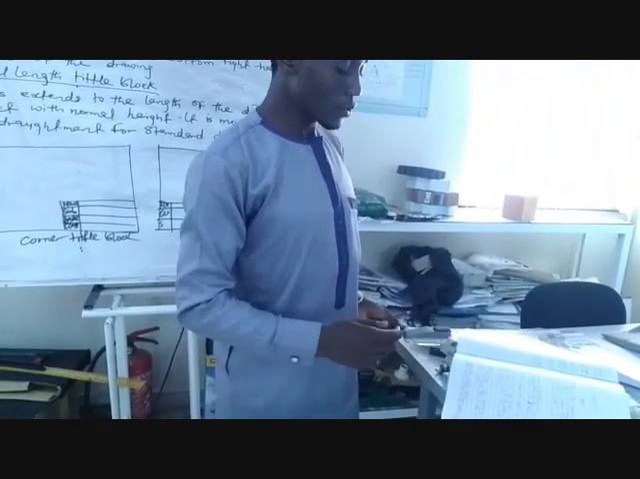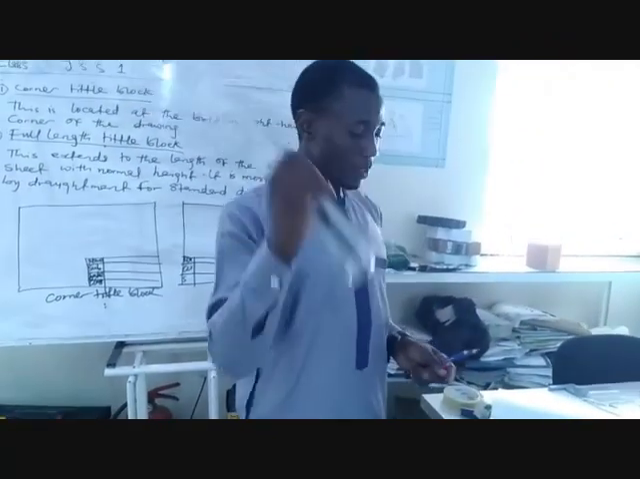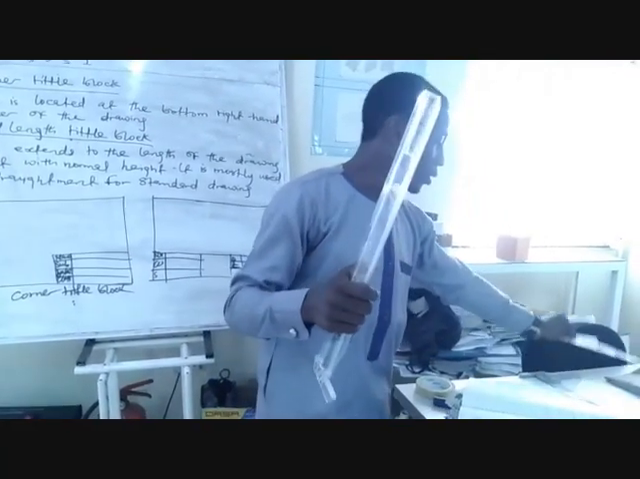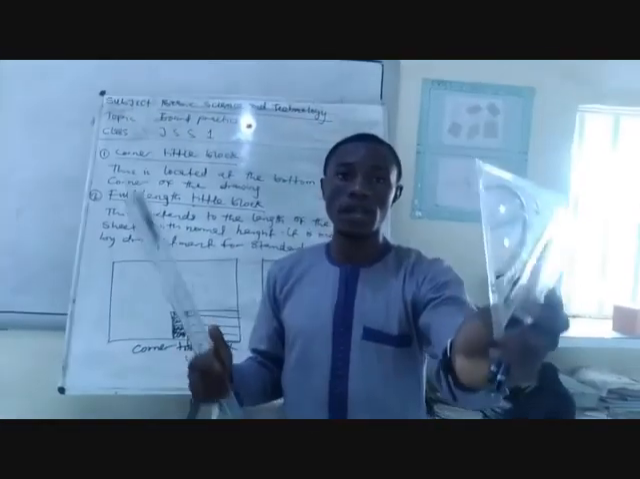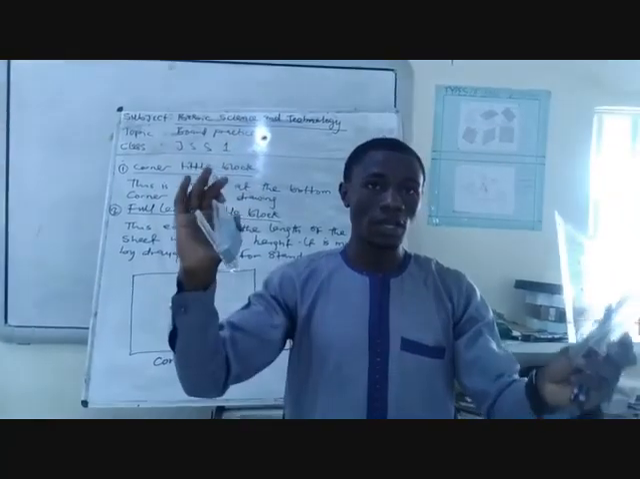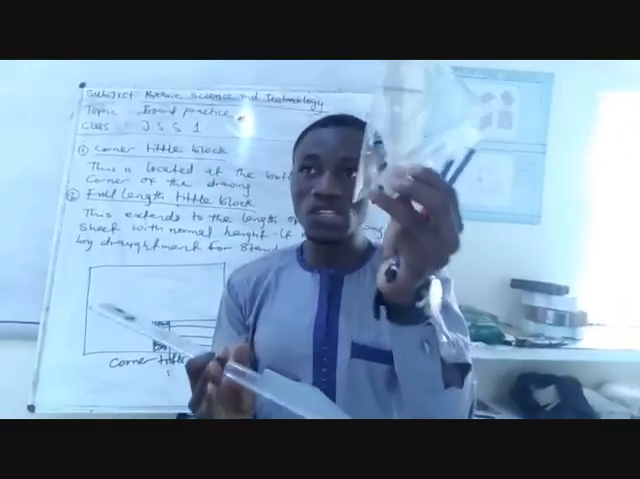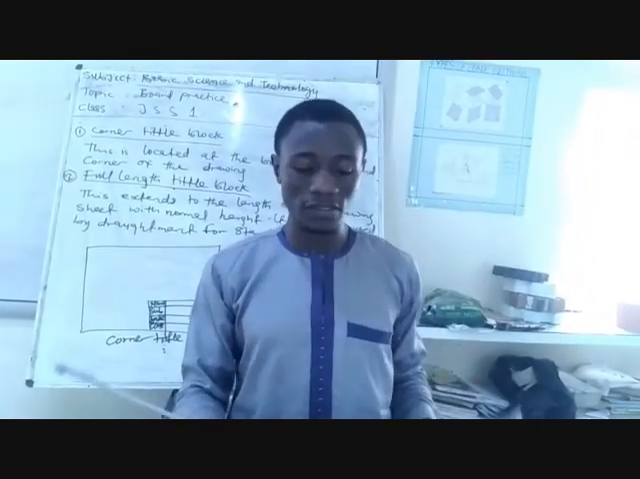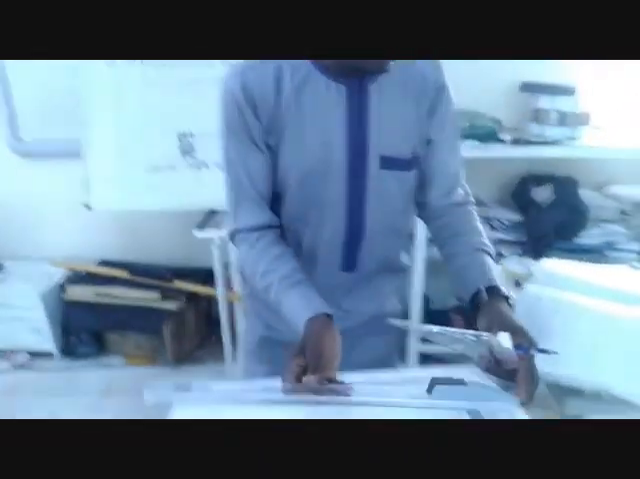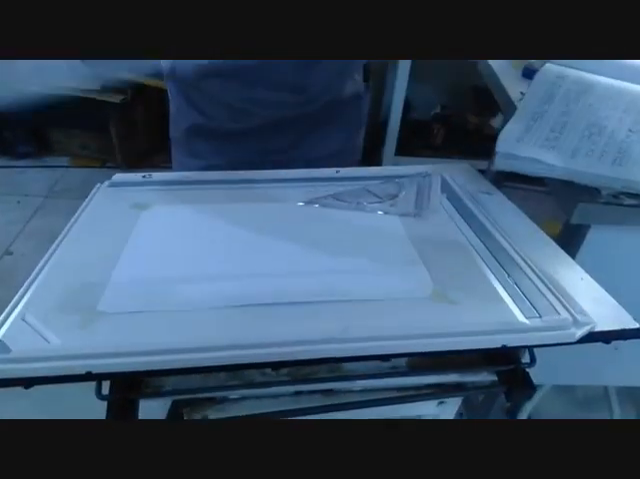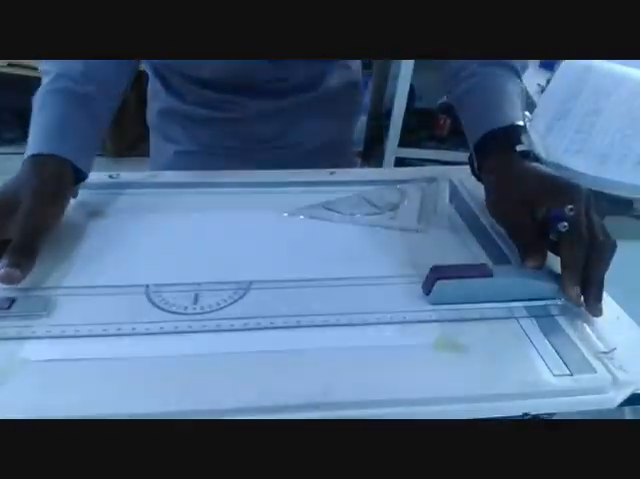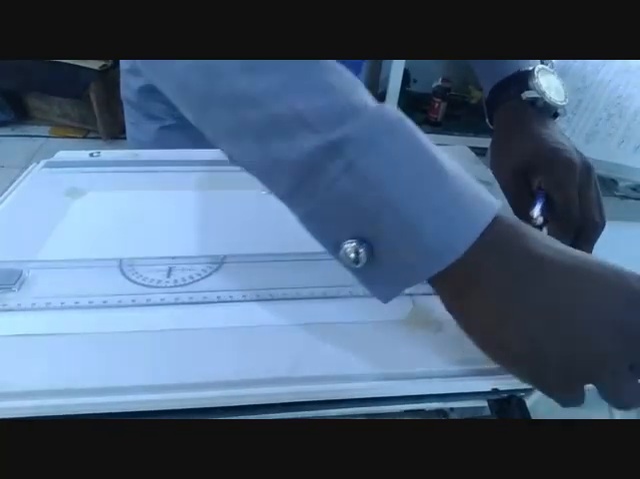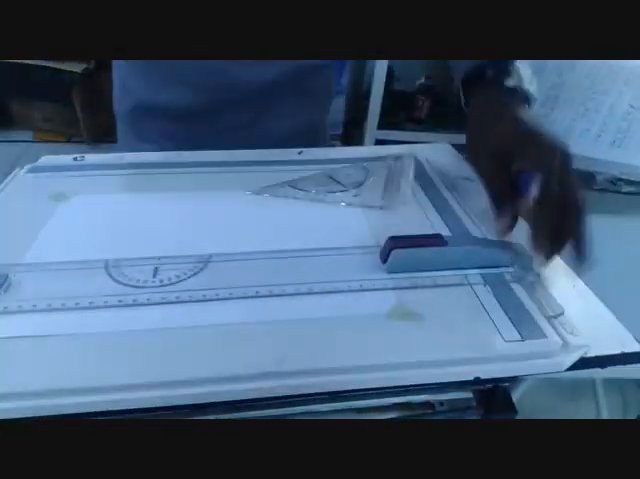Use T-square. This is our T-square, and set square, to draw a border line. This is our set square, and this is our T-square. So these two instruments are going to guide us to draw our border lines. Let's see it. When you put your T-square like this, make sure it touches the edge of your drawing board.